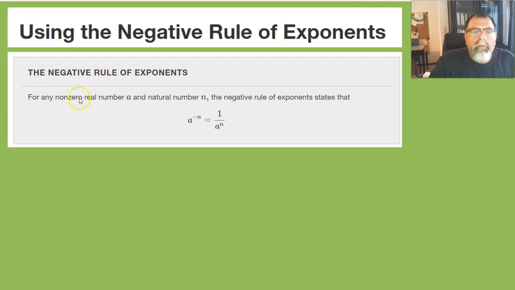The negative rule of exponents, for any non-zero real number a and natural number n, states that a to the negative n equals 1 over a to the n. So at first, for a lot of people, this one's not very intuitive either. It doesn't really make sense the first time you see it. But we can do a similar argument to the one we did with the zero exponent rule.